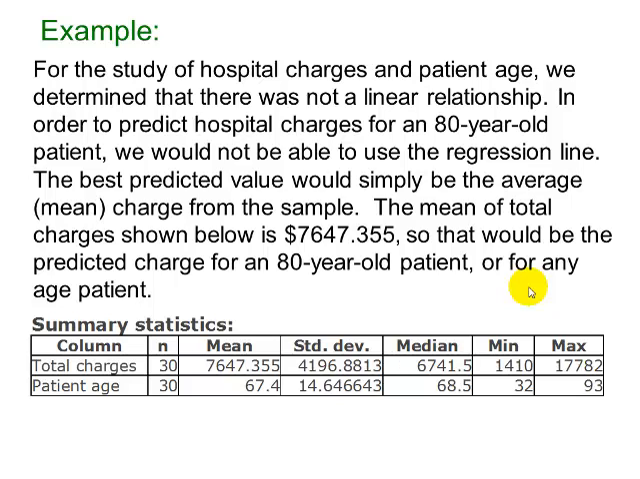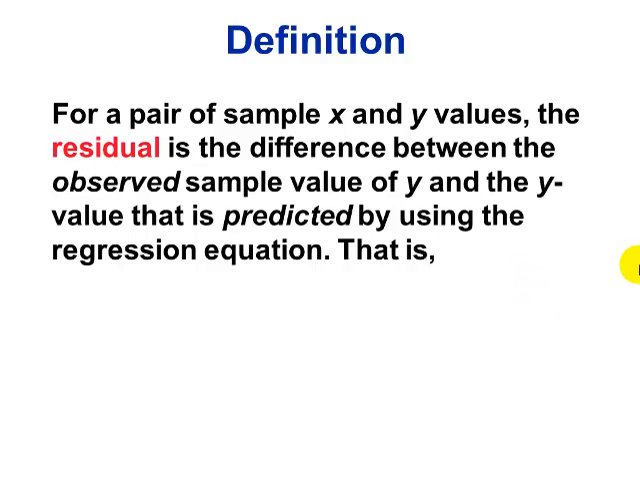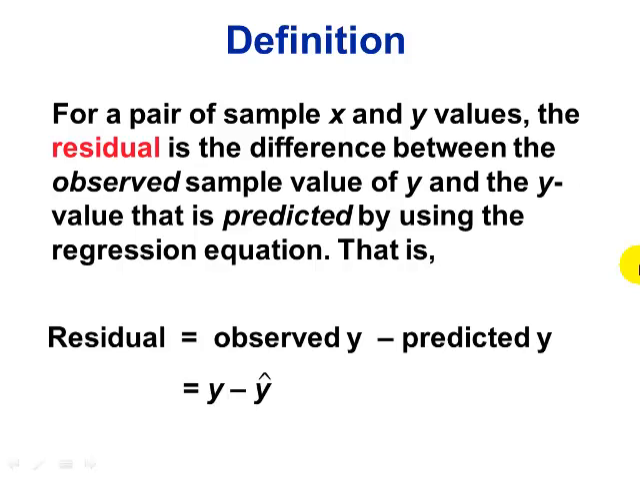Well, that was the end of section 4.2. The rest of this video is going to talk about section 4.3, which is about residuals and residual analysis. Now, the next thing we need to talk about is residuals. So for a pair of sample x and y values, the residual is the difference between the observed sample value of y and the y value that's predicted by using their regression equation. In other words, the residual is the observed minus the predicted, or y minus y hat.